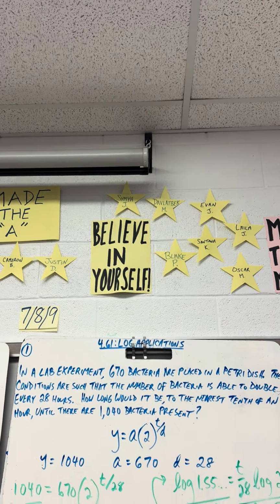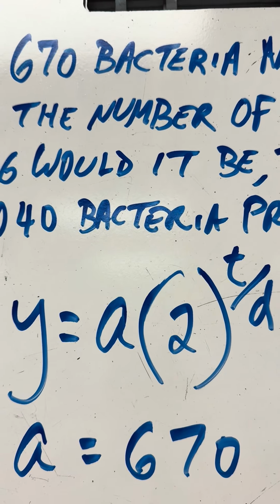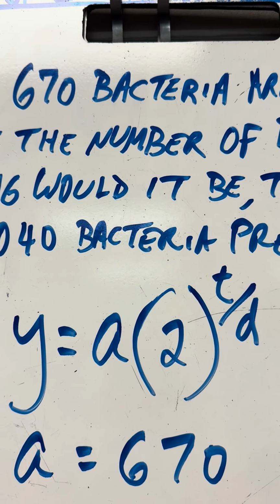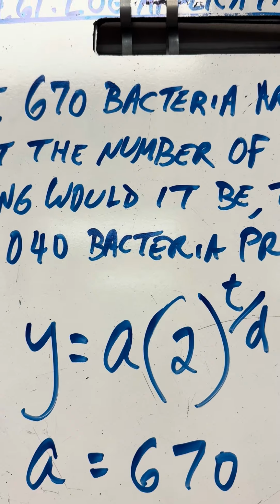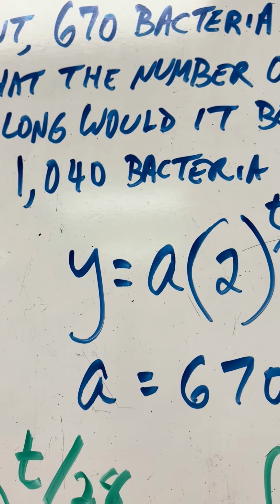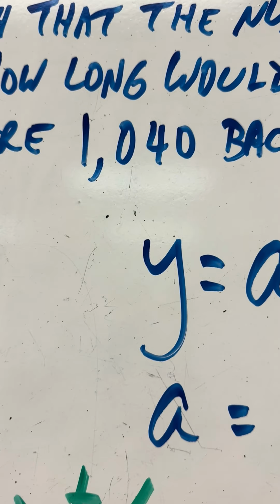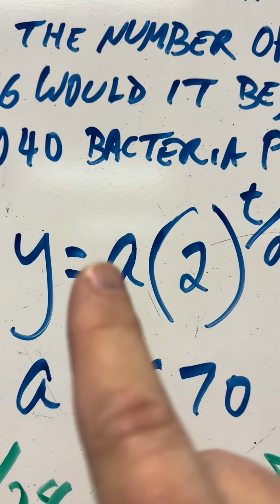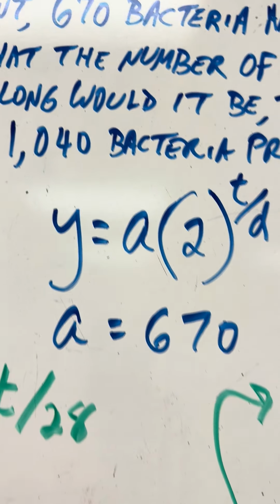Okay, so you're going to use this formula right here. And if you don't memorize this formula, which you don't need to do, in Delta Math you just go to see example problems and it'll show you this formula, okay? Y is going to be the number that you're looking for. Y is the 1040, okay? A is the amount you started with, 670, okay?